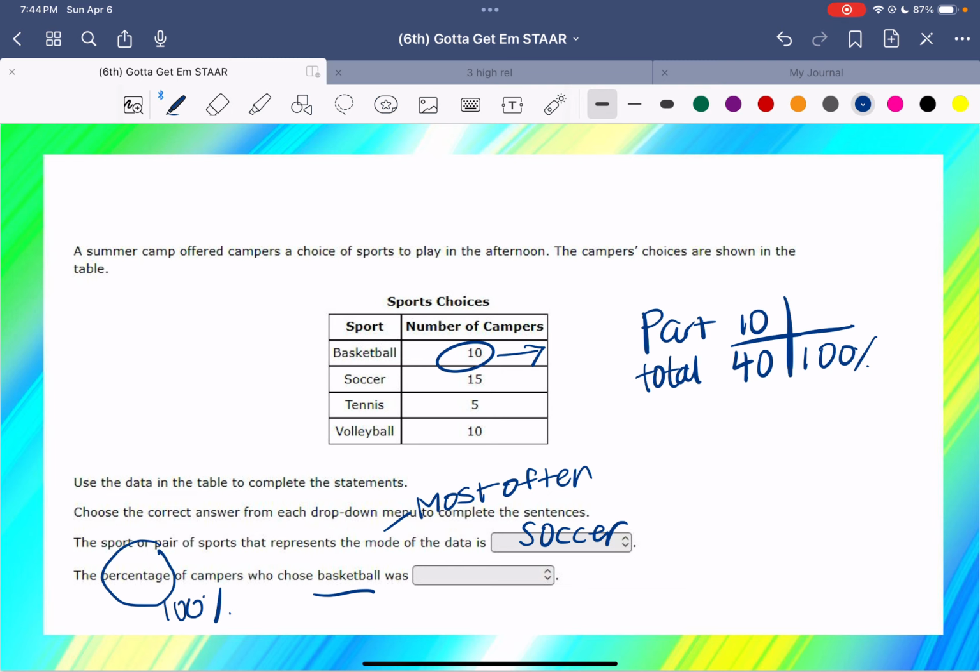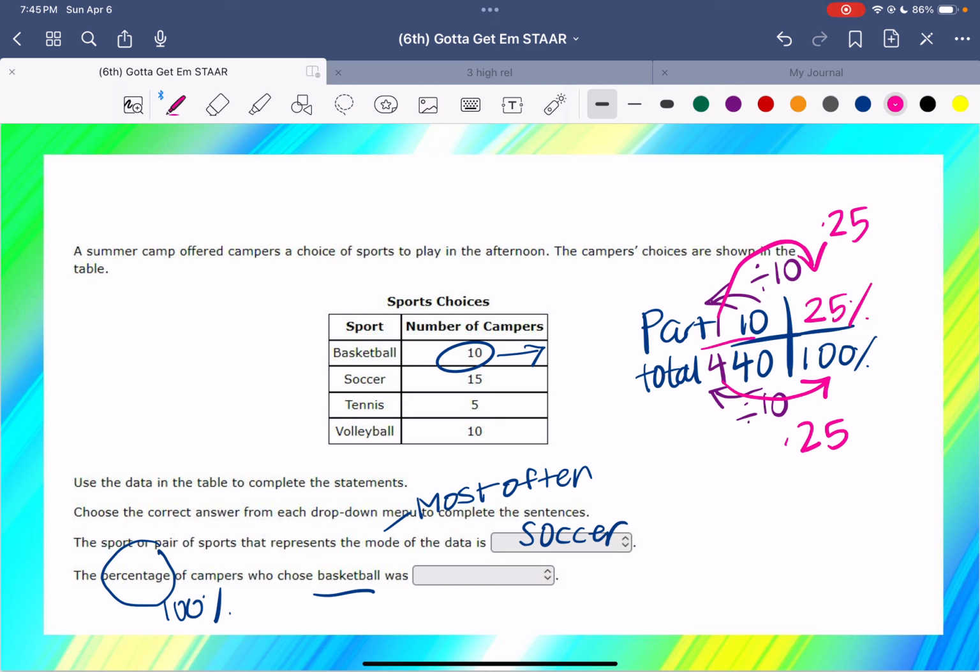The question is, how does 40 become 100? Well, does 40 go into 100 without a remainder? It doesn't, but 40 can go to 10. However, for this video, I'm going to just scale down. So 10 divided by 10 will give me 1. Scale down 40 by 10, that gives me 4. Now it's a direct proportion, meaning 4 goes into 100 easily, evenly, without a remainder by scaling it by 25. So I'll scale 1 by 25 to get 25%.